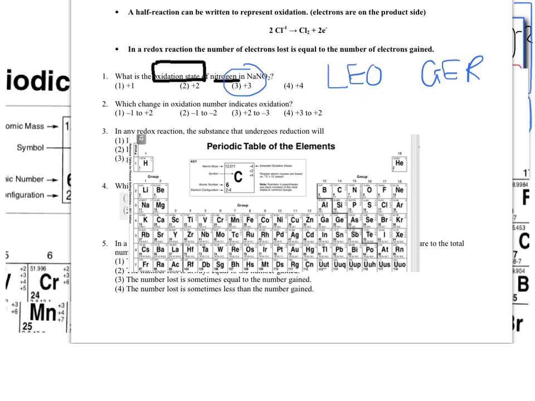So let's look at our choices. We're looking for the choice that has an increase in oxidation number. When we examine all our choices, we see that in choice 1, our oxidation state is increasing. In choice 2, our oxidation state is decreasing. Choice 3, again we have a decrease. And choice 4, again we have a decrease. So by a process of elimination, obviously, choice 1 is our best answer.